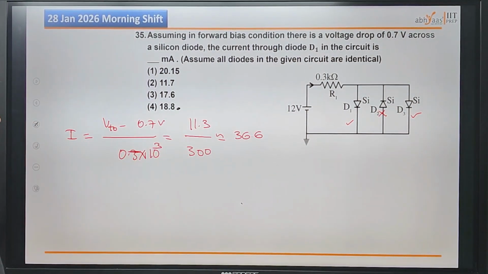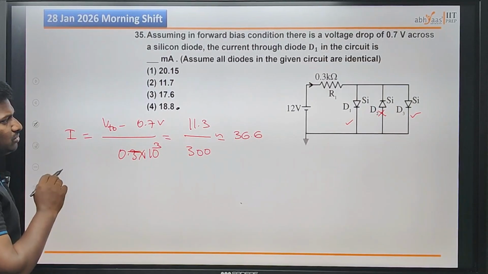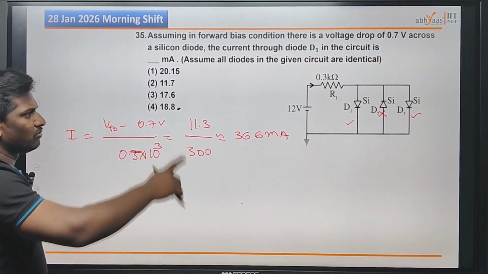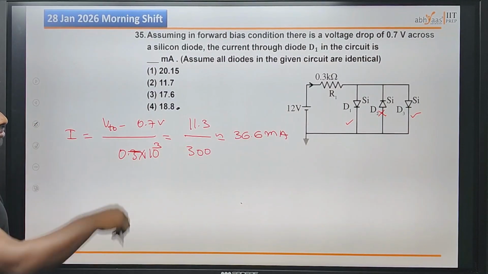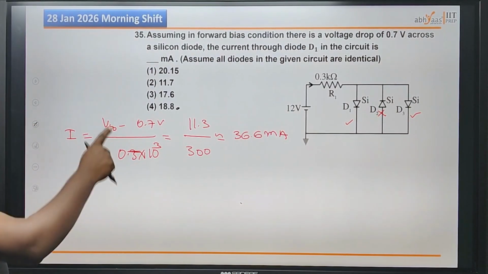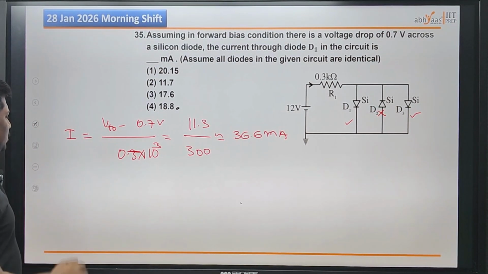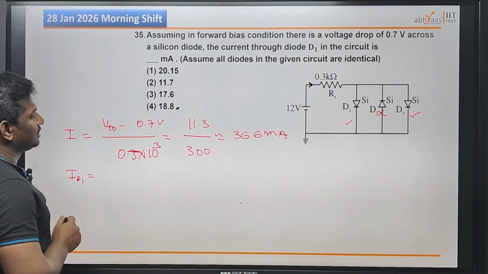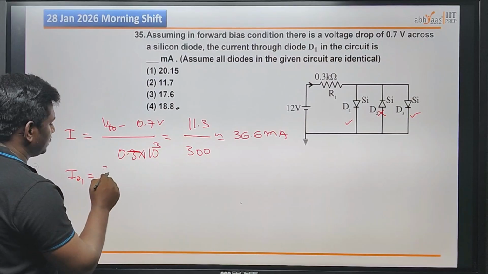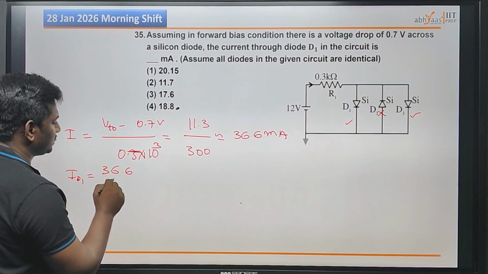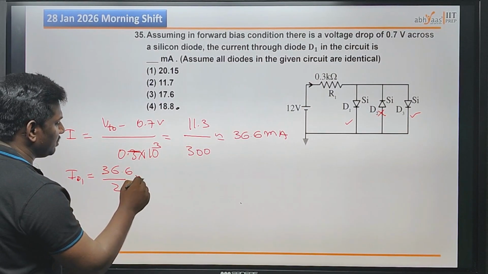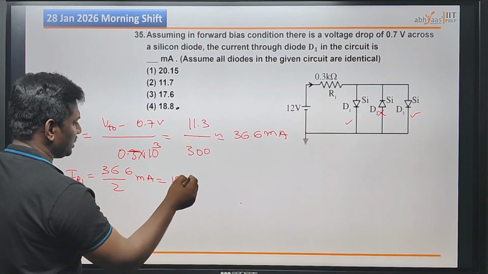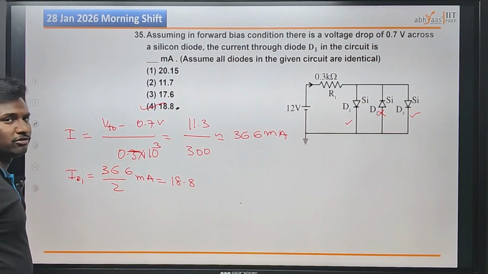Current through D1 only. What is that one? Sorry, not voltage. Current through D1. So I D1 can be written as 36.6 by 2 milliamperes. You will get around 18.8 or something like this. Option 4 is your answer.